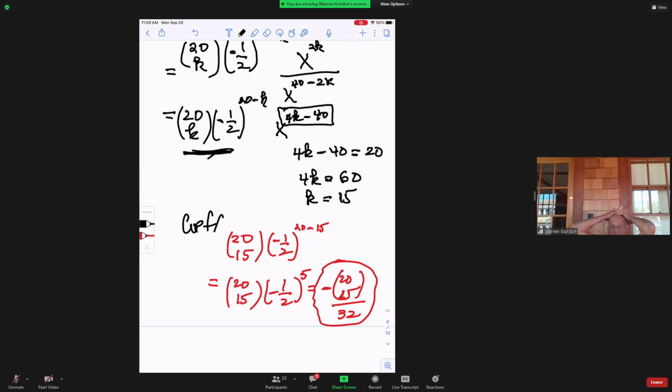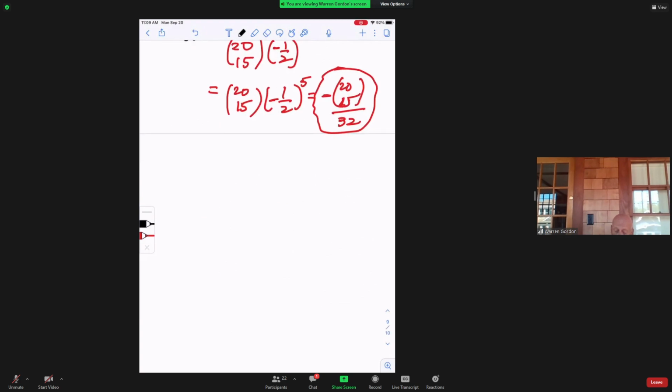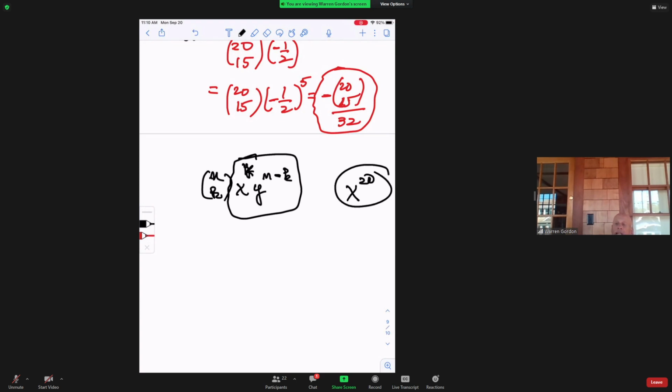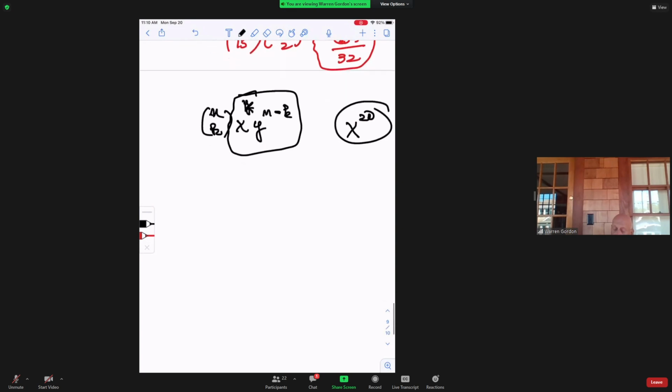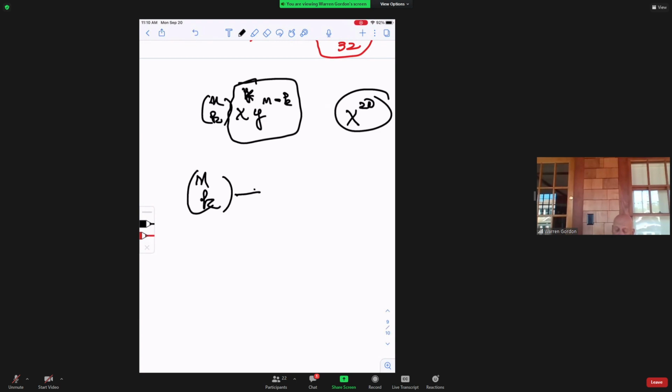Okay, so that was a trickier problem. The important thing to remember is the general term is always in the form x to the k, y to the n minus k. And in a problem like this, when we had x's, we had to get the appropriate power of x to the 20th. And that's how I manipulated this problem. When you do exercises on the binomial expansion, you'll see it. So now you understand why we call this symbol a binomial coefficient.